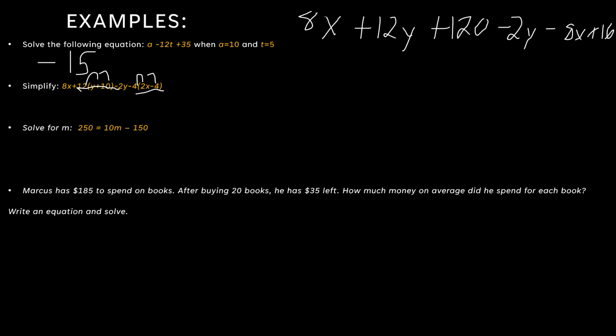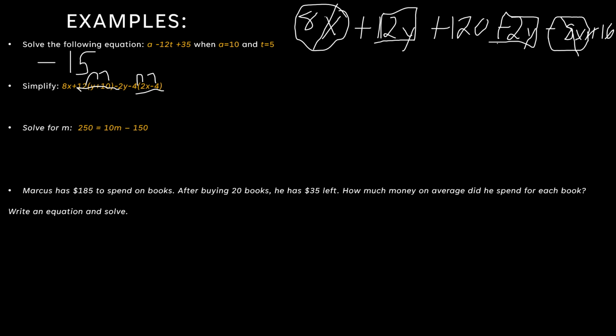Now that we have that separated out, we can then start combining our like terms. So the first two are 8x and negative 8x. So negative and positive 8x will cancel each other out, so we no longer have to worry about those. The next set that we have are 12y and negative 2y.